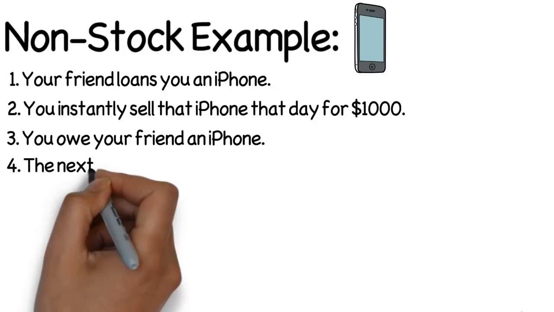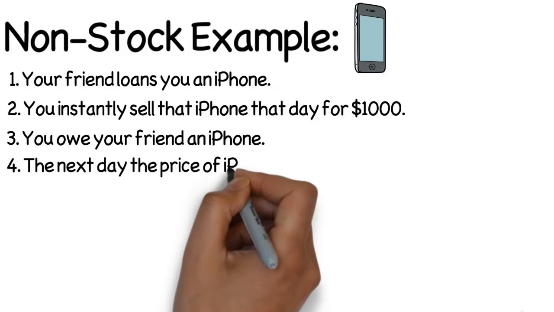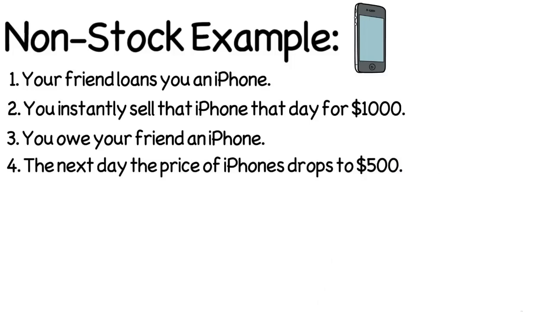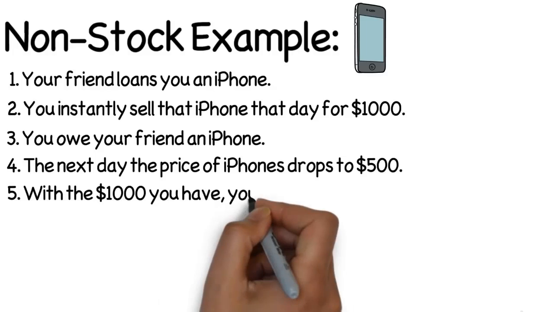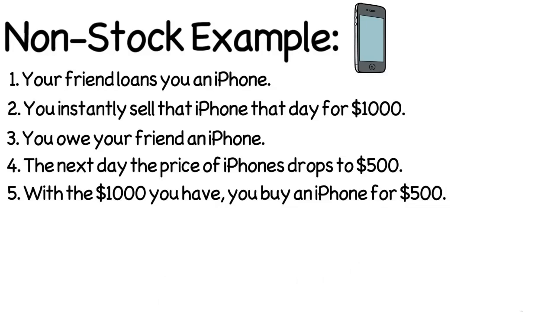So the next day, right, iPhones go on sale for clearance. We'll say at Radio Shack for $500. So what you do is you take that $1,000 that you have in your pocket and you go buy an iPhone from Radio Shack for $500. Now you got $500 left over. Because remember, you sold that iPhone that your friend let you borrow for $1,000 the same day that he let you borrow it. So you got $1,000 in your pocket. Now the next day you figure out Radio Shack has iPhones for $500. So you go and buy an iPhone for $500 and you have that $500 left over.